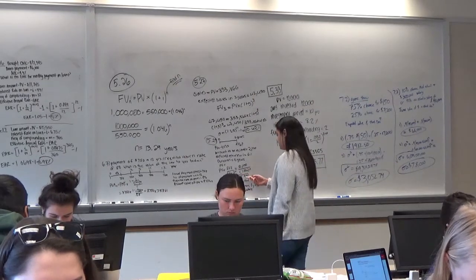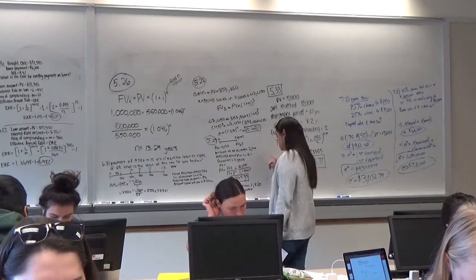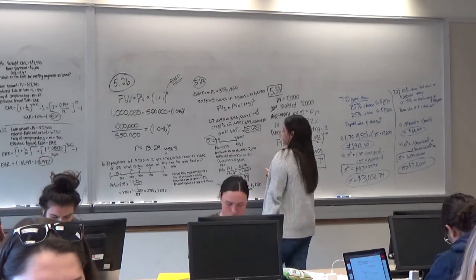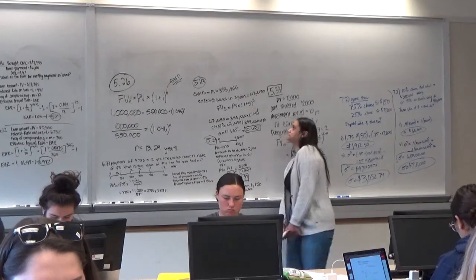And then we're going to get 1,868, which is higher than 1,820, so she should wait 2 years because she'll get more.